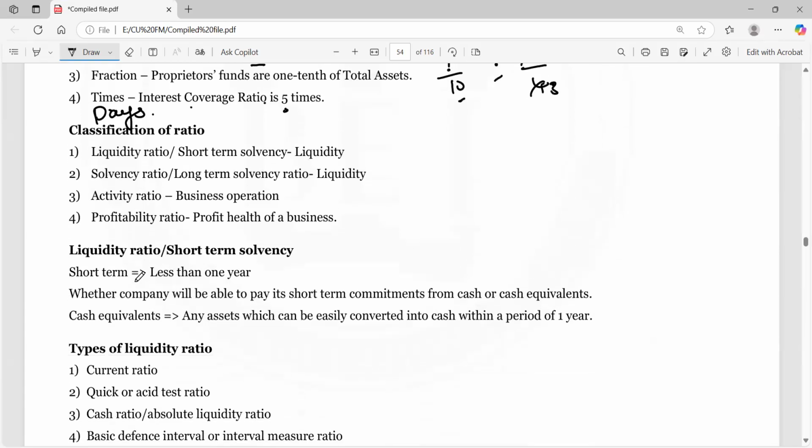So ratios can be broadly classified into 4 major types: liquidity or short-term solvency ratio, solvency or long-term solvency ratio, activity ratio, and profitability ratios. So in this chapter, we are going to discuss each of the ratios in detail. We are going to start with liquidity or short-term solvency. What do you mean by liquidity? The ability of an asset to be converted into cash within a short period of time, right? So liquidity ratios are short-term ratios. So short term here refers to less than 1 year.